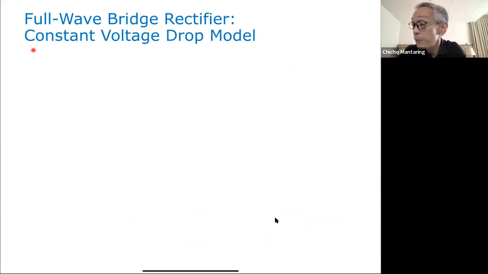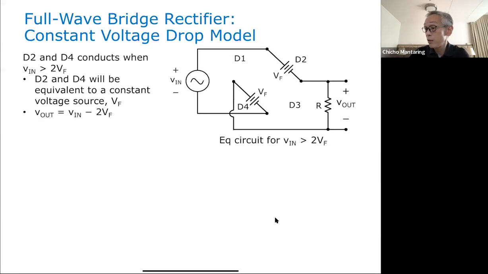Okay, what if we now consider the full wave bridge rectifier using the constant voltage drop model? During the positive cycle, both of my diodes will have a voltage V sub F across them from anode to cathode. And therefore, a current will flow only when V sub in is greater than 2 times V sub F. The current will flow only when our input is greater than 2 times V sub F, because there are two constant voltage drops.